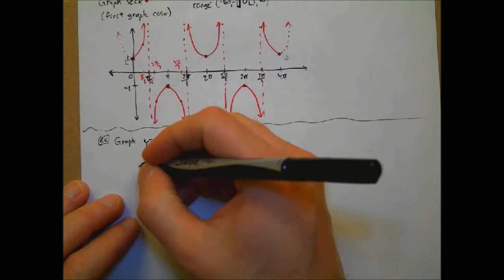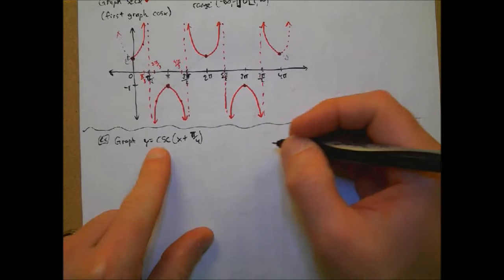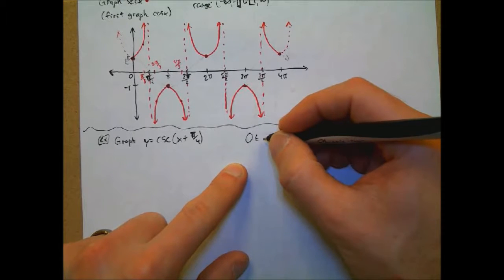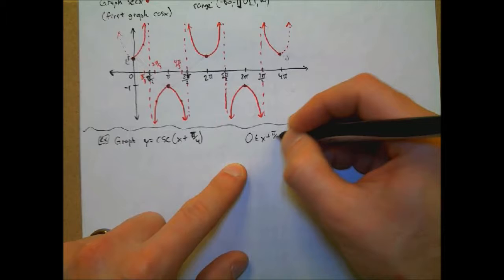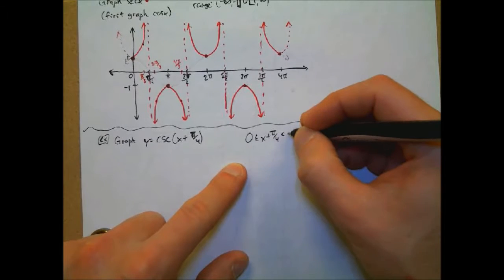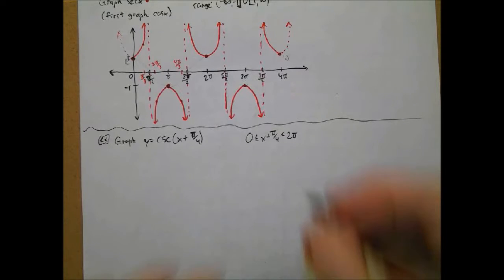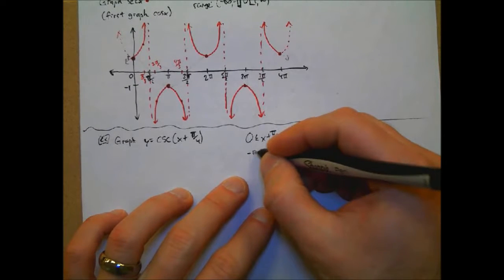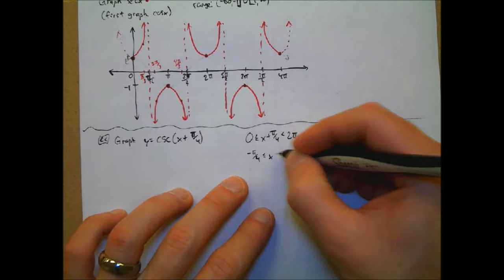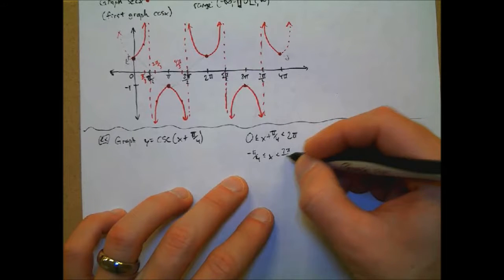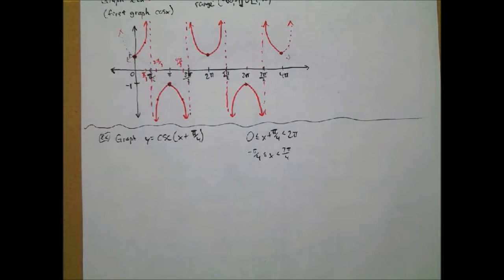If you want to, we can take that cosecant and say, well, normally our cosecant goes from 0 to 2 pi. We'll put that x plus pi over 4 in between, to account for that shift. And we'll solve for x by subtracting pi over 4 on both sides. We get negative pi over 4 is less than or equal to x is less than, and then 2 pi minus pi over 4 is going to be 7 pi over 4. So there's our new period there.